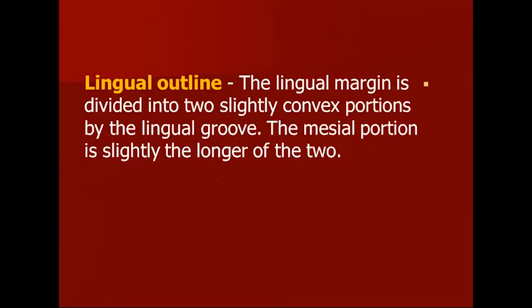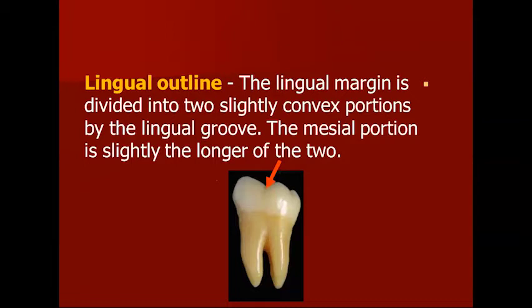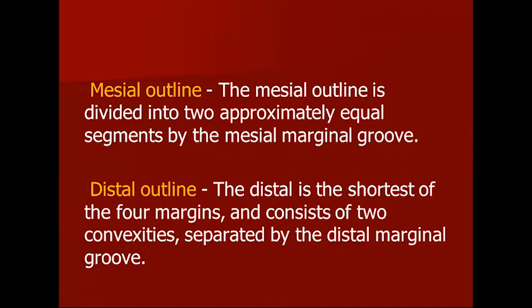Lingual outline. The lingual margin is divided into two slightly convex portions by the lingual groove. This is the lingual groove. The mesial portion is slightly the longer of the two. Mesial outline. The mesial outline is divided into two approximately equal segments by the mesial marginal groove. Distal outline. The distal is the shortest of the four margins and consists of two convexities separated by the distal marginal groove.